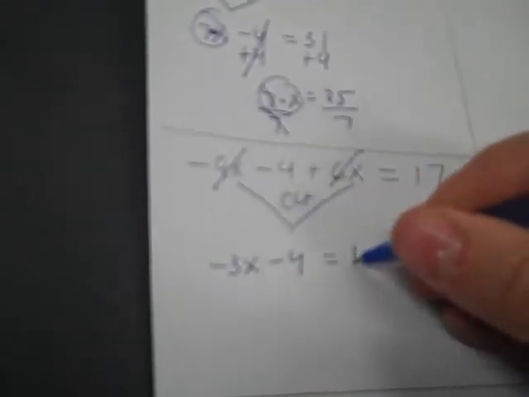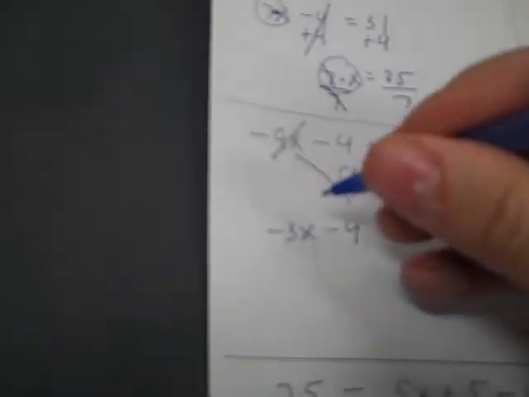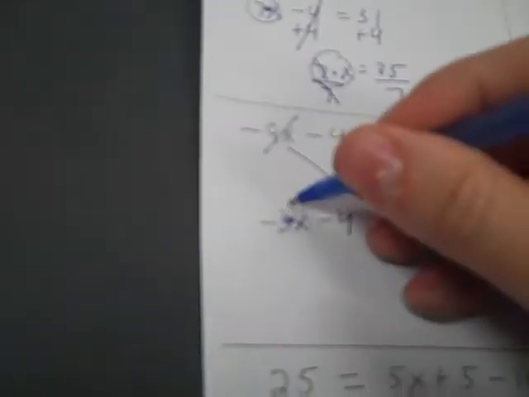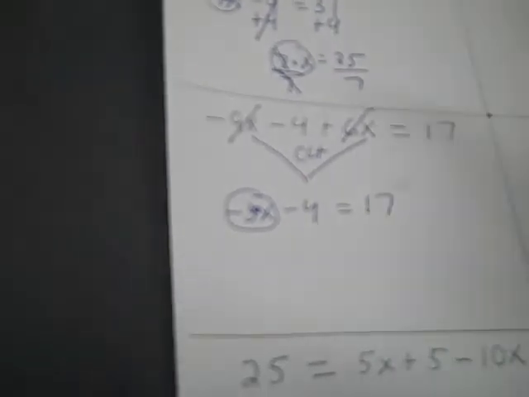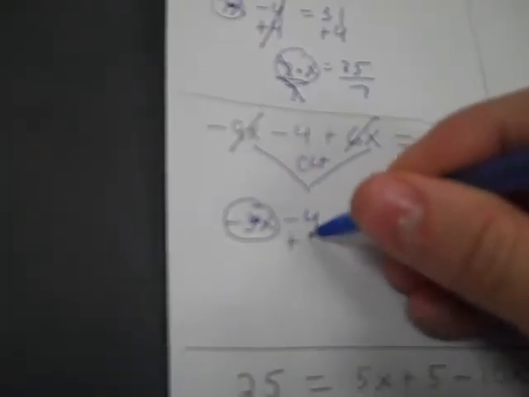Then the x's have been combined. I still have a subtraction of 4, and then equals 17. So now this is my x. It's multiplied by negative 3. It has a 4 being subtracted. So I'm going to do the opposite of minus 4, which is to plus 4.